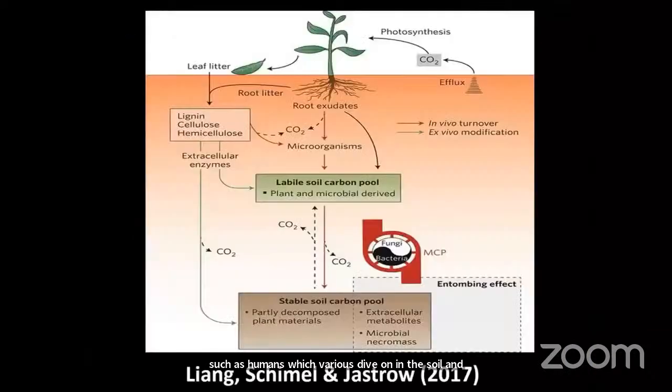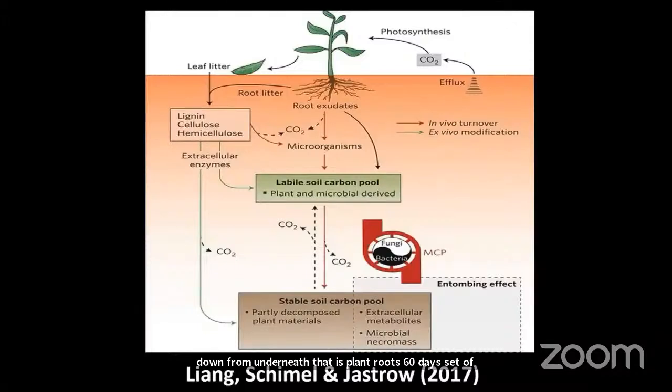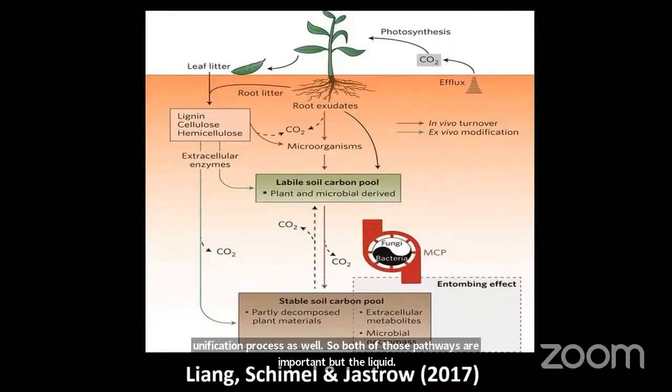And if we put those 2 pathways together, you'll see there's a plant in the middle there, and the direct line that's coming down from underneath that is plant root exudates that are leading down to stable soil carbon at the bottom. Over on the left, you'll see there's some leaf litter, and then there's root litter as well that often have lignin, sometimes cellulose, hemicellulose, complex carbon compounds that the microbes that are involved in breaking those things down do produce metabolites, particularly fungal metabolites, that are important to feeding into the humification process as well. So both of those pathways are important, but the liquid carbon pathway is the primary pathway.